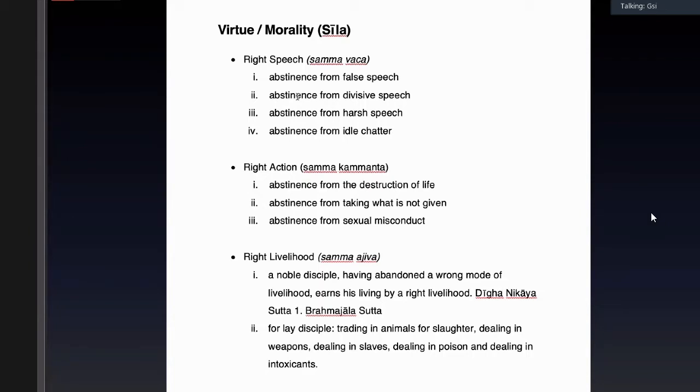More like looking at palmistry, looking at your future lives, trying to catch spirits and so on. That one is not really a monk's livelihood or a nun's livelihood. So these fall under wrong livelihood. And in the Digha Nikaya, there are even more things than what I've said.